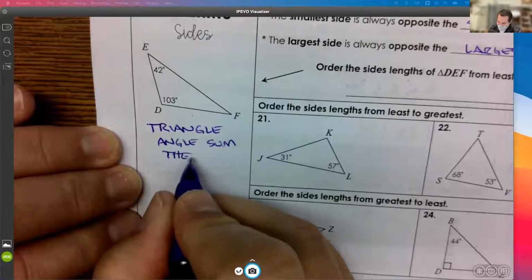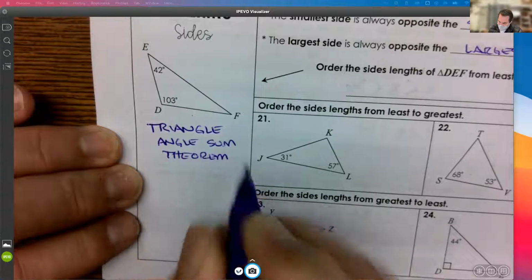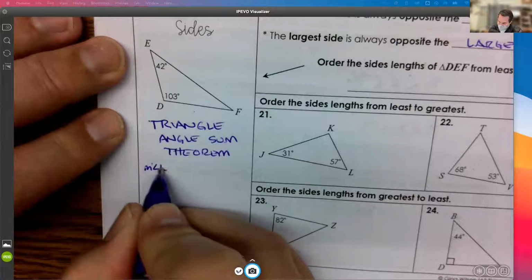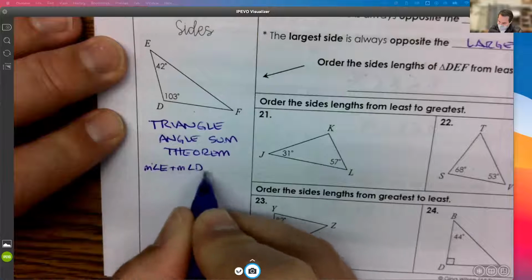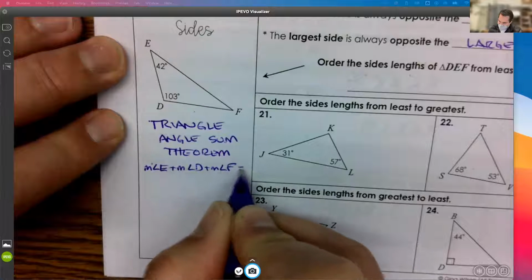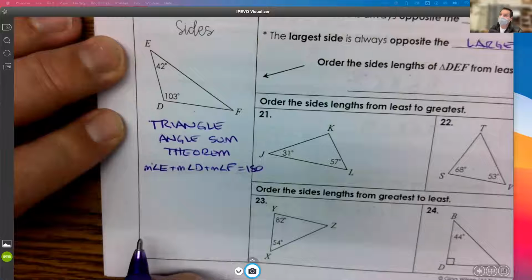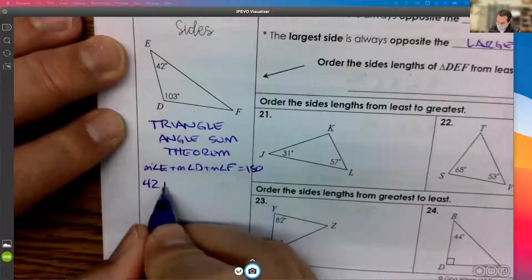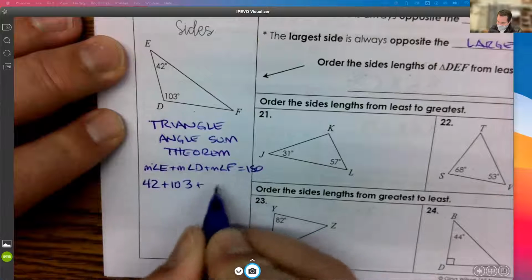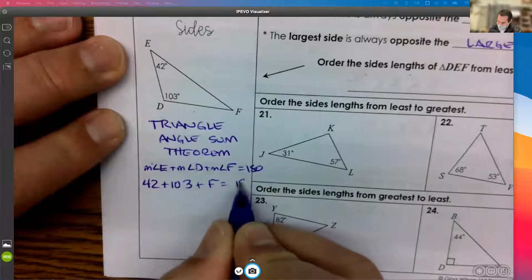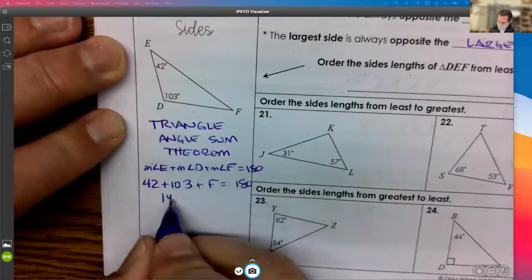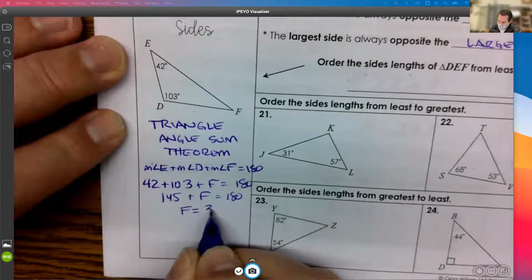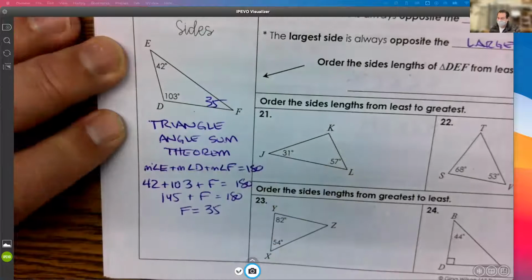Do you know what the angles in a triangle add up to? See, you knew that. So we could say that measure of angle E plus measure of angle D plus measure of angle F equals 180. In this case, we'd know that 42 plus 103 plus F equals 180. 145 plus F equals 180. So F is 35.